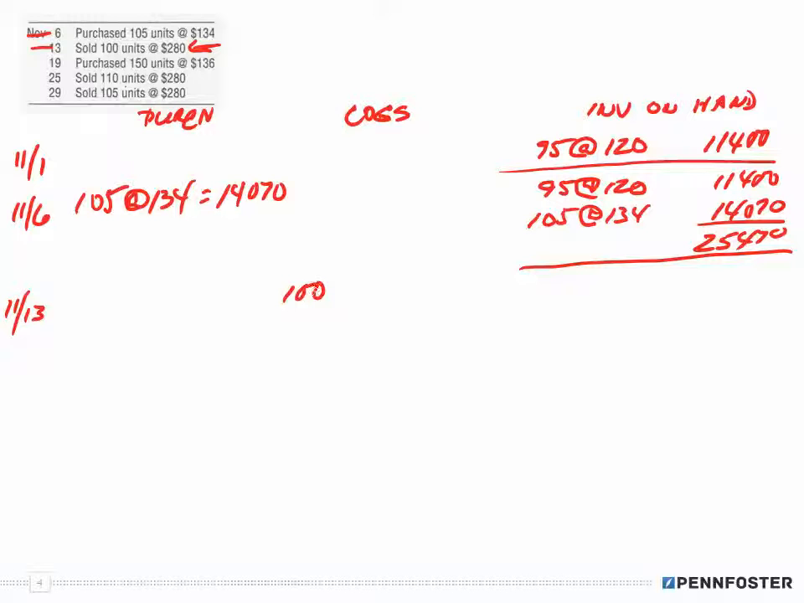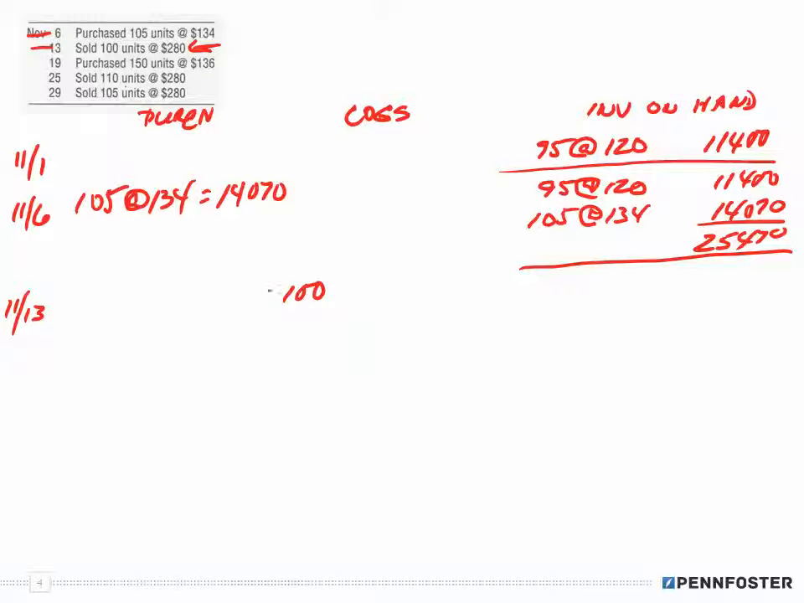Okay. And remember, I'm going off this list and I'm working down through my perpetual inventory record. The reality is I would have my perpetual inventory record, and on the record I'd have 11.1. Then on 11.6 I would buy 105 at $134, and I'd get an invoice for $14,070. At that time I would actually make the journal entry for it, whatever that entry is going to be. Okay, and then now on 11.13, I'm going to sell 100.